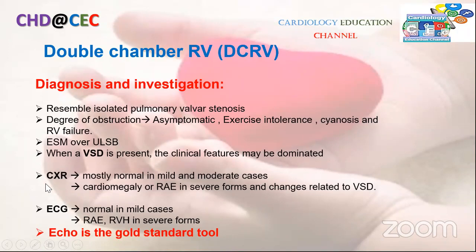Chest X-ray is mostly normal in mild and moderate cases, but in severe cases it shows cardiomegaly, right atrial enlargement, and changes related to the VSD. If the VSD is significant, you may find plethoric lungs. If the VSD is small, it's still the same feature of the DCRV. ECG is also normal in mild cases. In severe cases, we can see right atrial enlargement and RVH in the ECG. Still, echo is the gold standard tool in diagnosis of the double chamber RV.